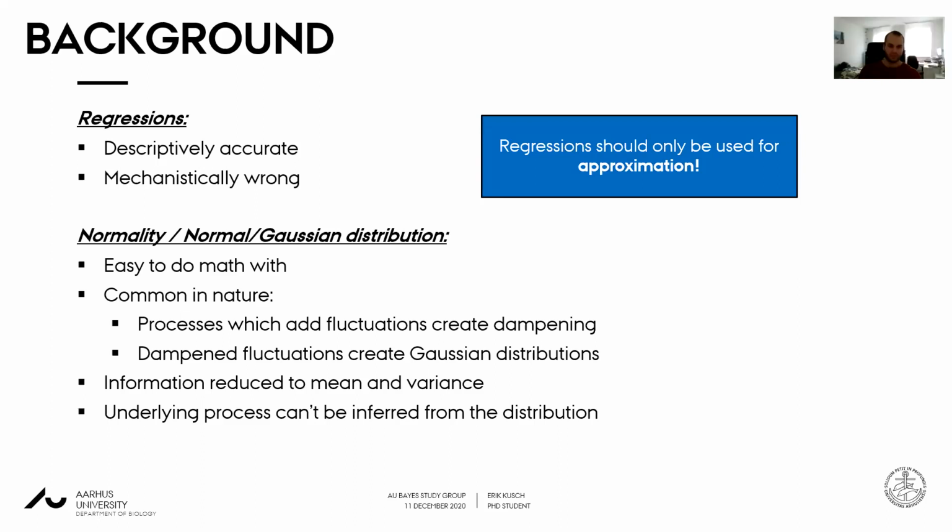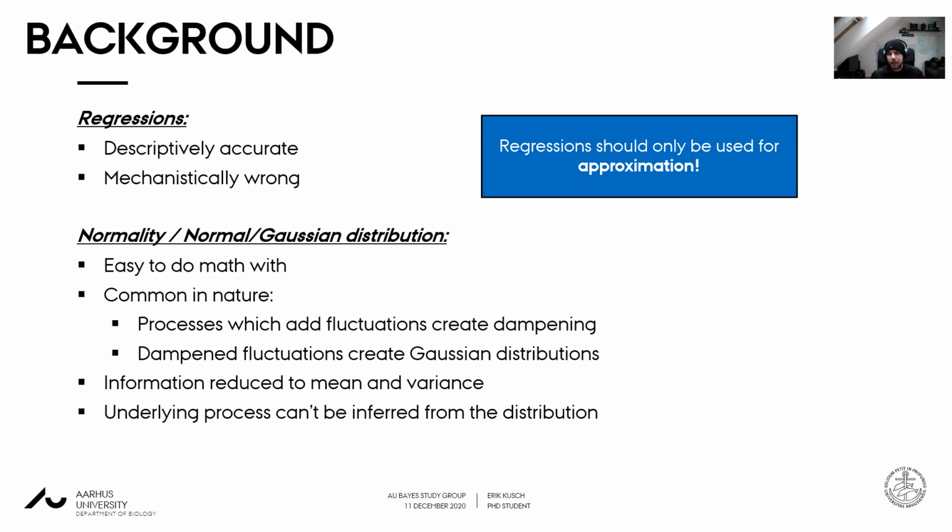When we talk about linear regression, so today's topic, we are always bound somewhat to normality or normal distributions or Gaussian distributions. These are lovely because they're easy to do math with because you can usually reduce the information to mean and variance. And they're also common in nature. So we can approach this from two sides. One is we like them because they're easy. The other is we use them because they're frequent in nature.